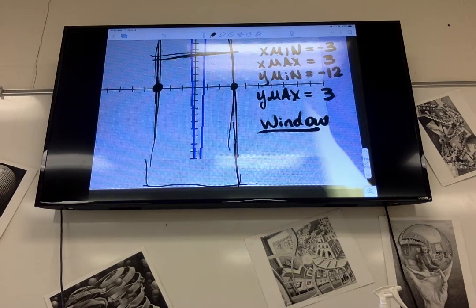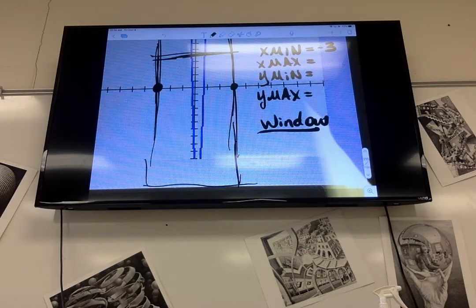It didn't quite go down far enough, did it? I can't see the bottom. So let's change our Y min to say negative 15 and see if I can see the bottom of that curve. Yeah, now I can.